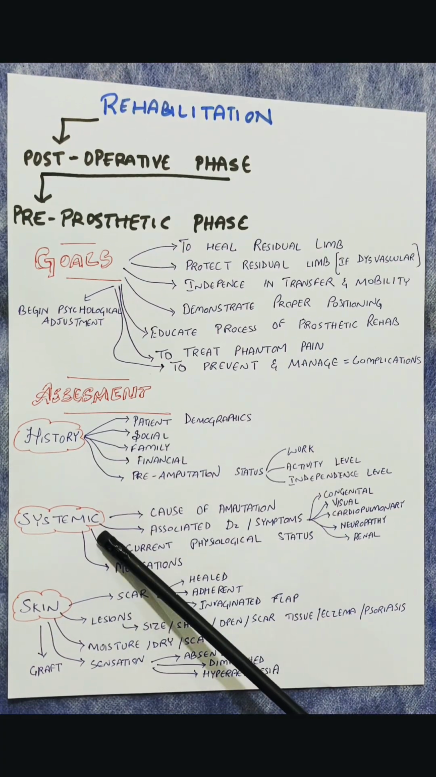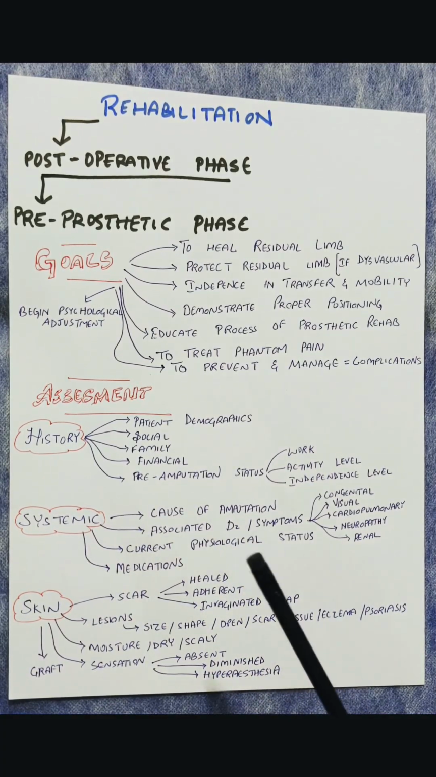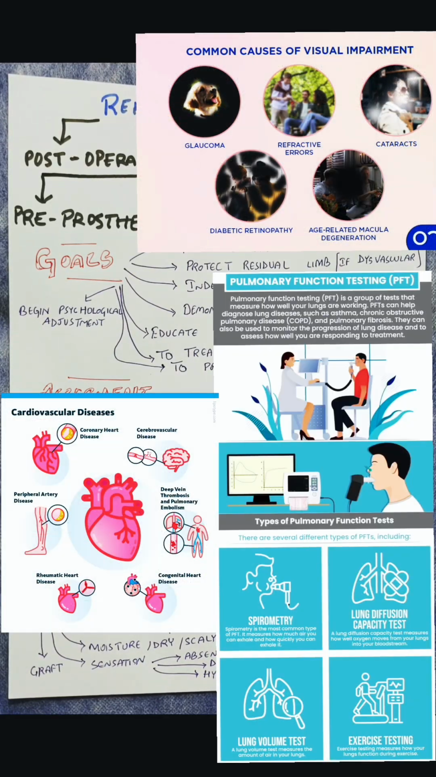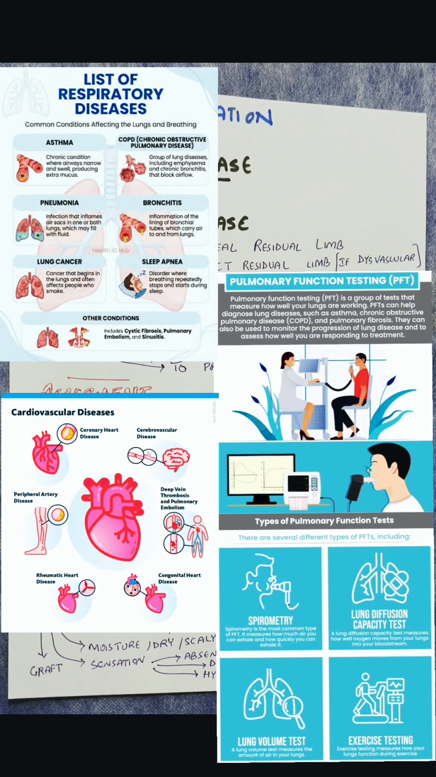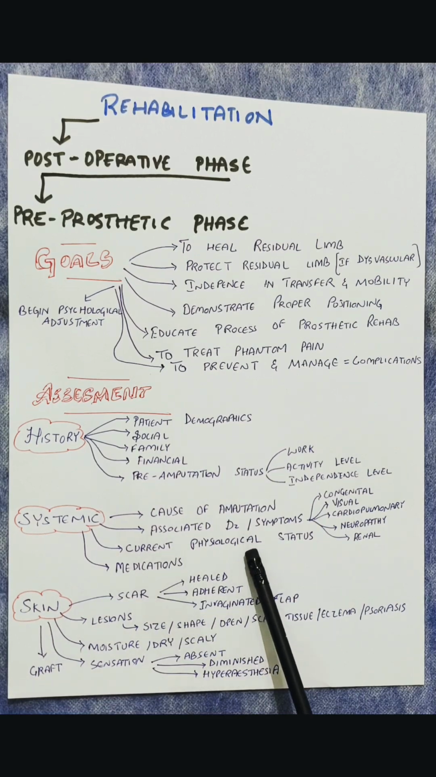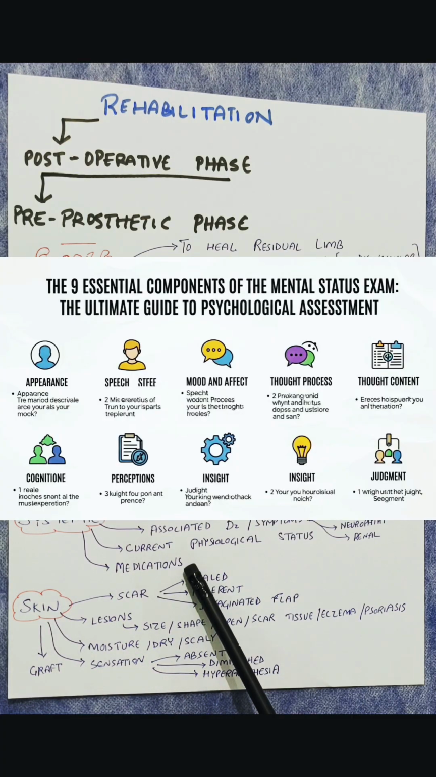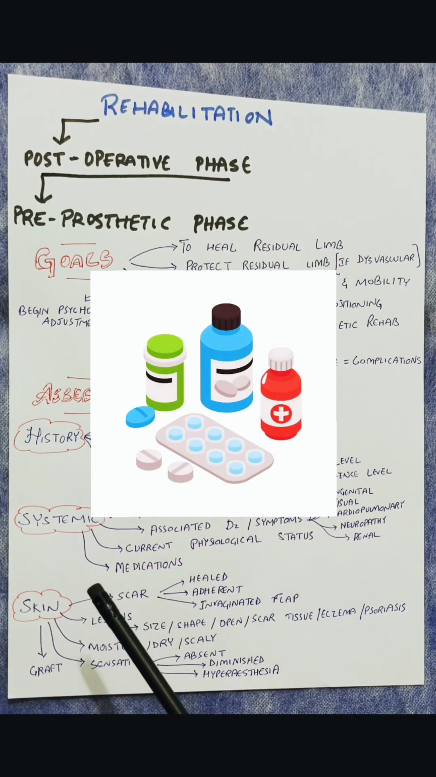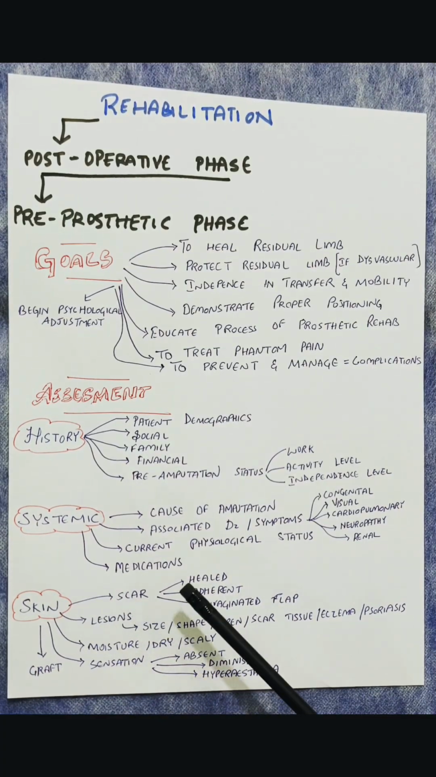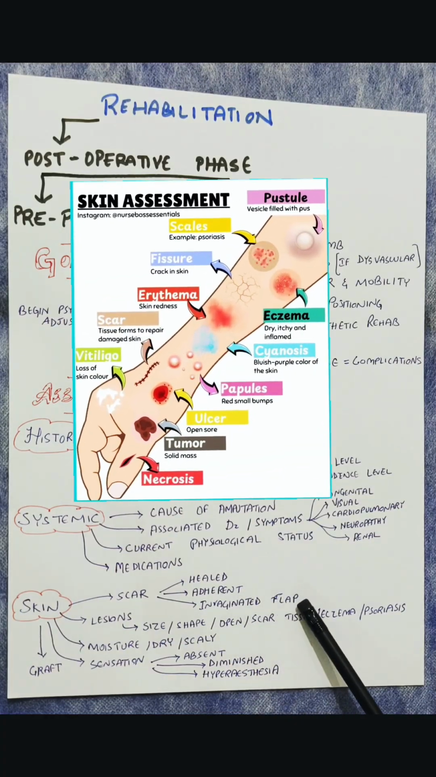We'll be going to the systemic assessment, wherein we have to understand the cause of their amputation, associated diseases, the symptoms in visual, cardiopulmonary, neuropathy, or renal system, or whether there is any congenital issues, and current psychological and physiological status has to be checked, what all medications they are taking, and very important thing is to check their skin, the scar, whether the scar is healed or is it adherent or there is an invaginated flap.